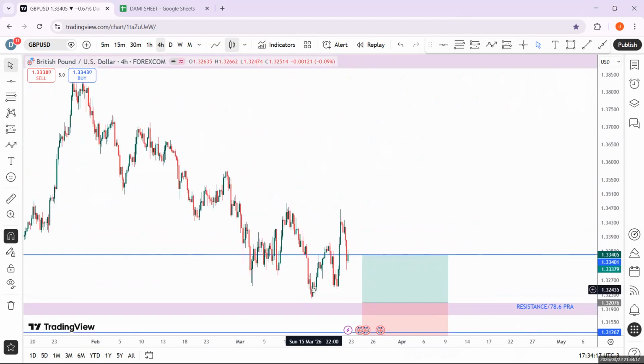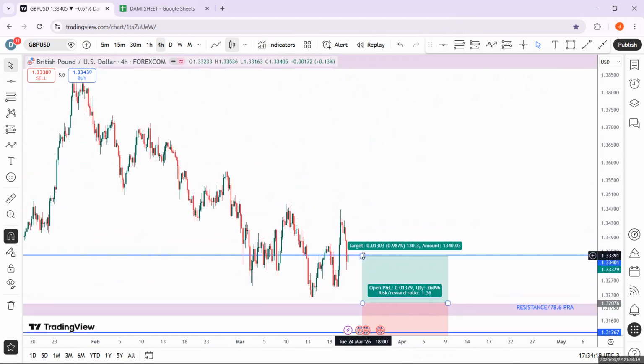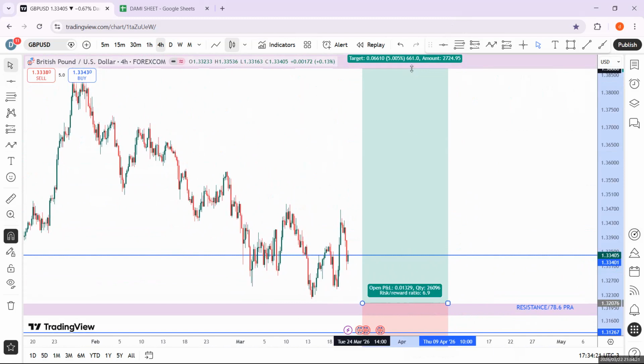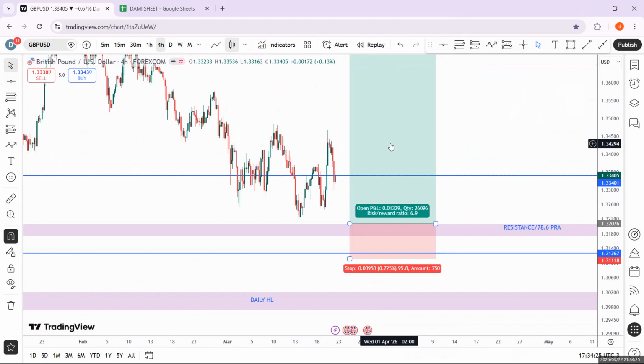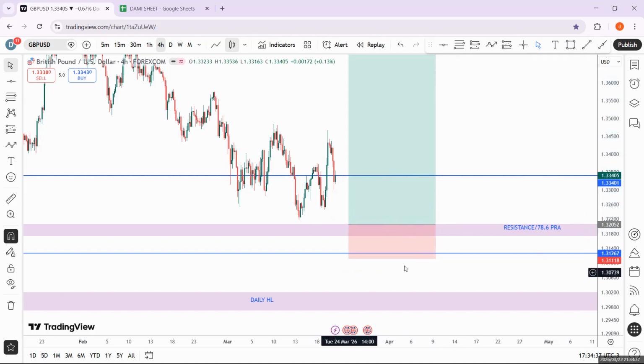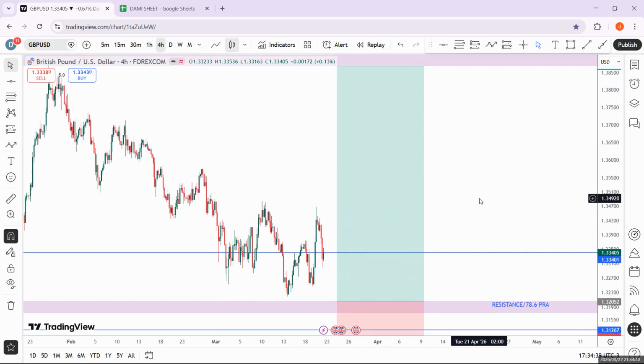Okay, then where's our take profit? Entry at 78.6, right? Take profit at the highest level of rejection right here. So what am I going for? We are going for about a 1 to 6.9 risk to reward. Okay, at max, maybe we could get like a 1 to 7 risk to reward by buying on this resistance. Stop loss at the low. This is a beautiful 1 to 7 trade.